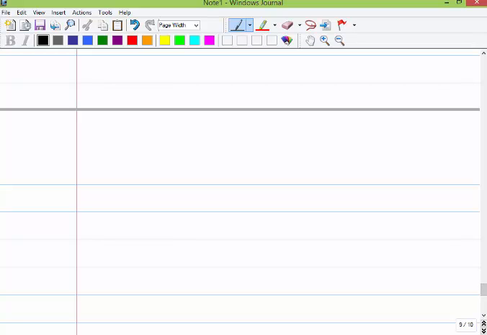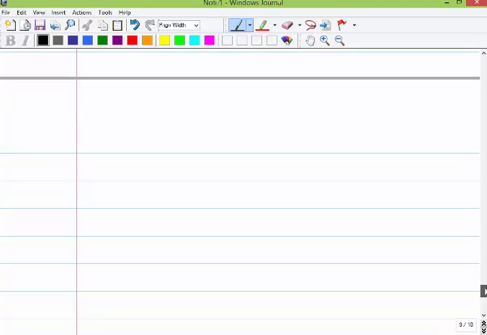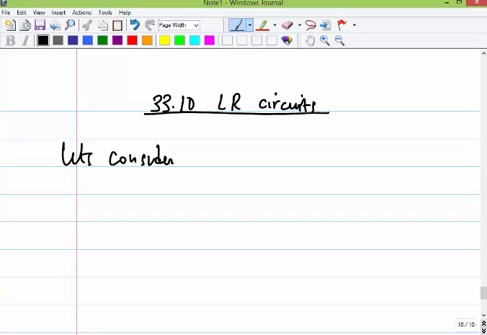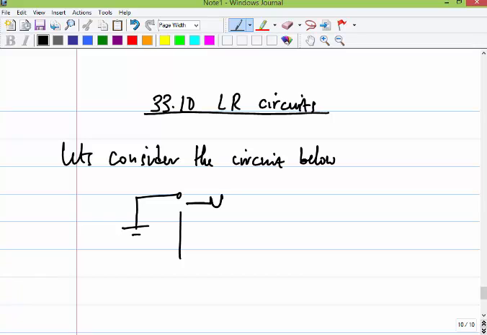So this is 33.10. Let's consider the circuit below. In this circuit, you have a voltage this way, and then you have a switch, a resistor and an inductor. This is a voltage delta V for the battery.